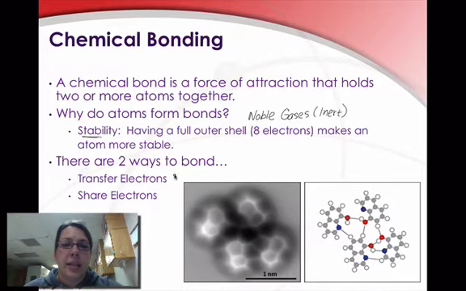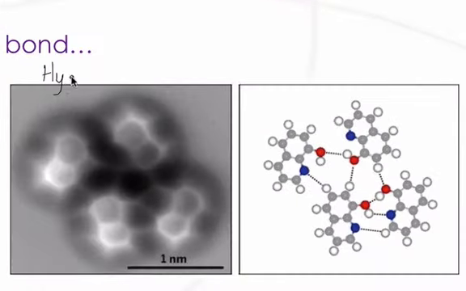And there's two ways that they can form these bonds. You can either transfer electrons or you can share electrons. And I put this picture in here because this is a picture of hydrogen bonds. It's an actual picture of a molecule. So this is a picture of hydrogen bonding. You can see this is the molecule, these are the individual atoms, and there's carbons and hydrogens and oxygens, but you can actually see it in here.